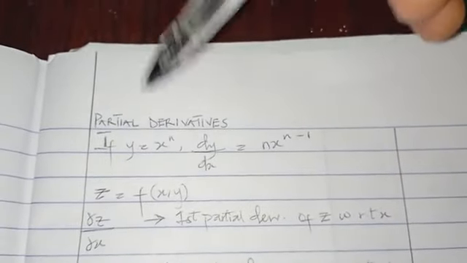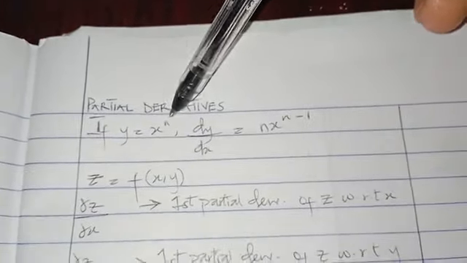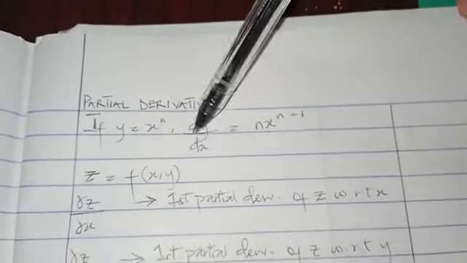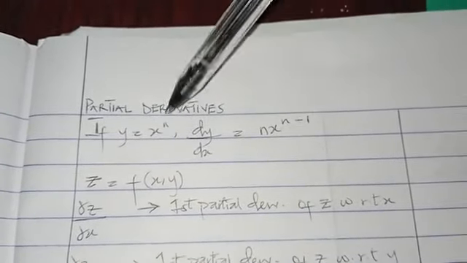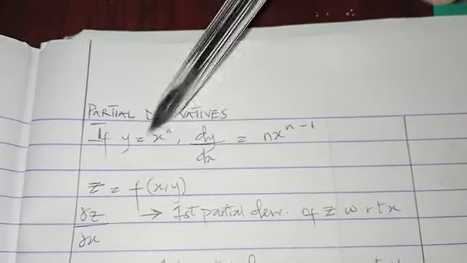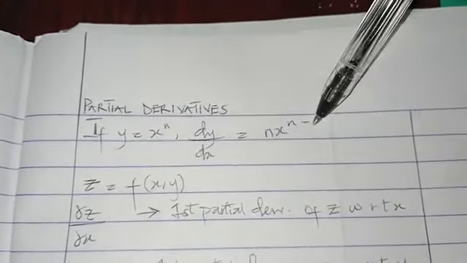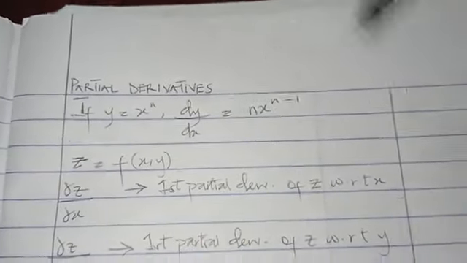Alright, so for partial derivatives, from the normal expression we know y is equal to x to the power n, dy over dx is equal to nx^(n-1). You multiply the base by the power, then subtract 1 from the power. That's how you solve for a derivative.